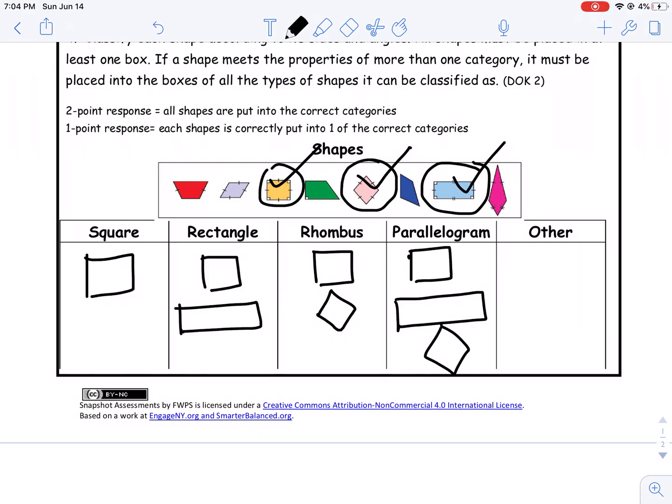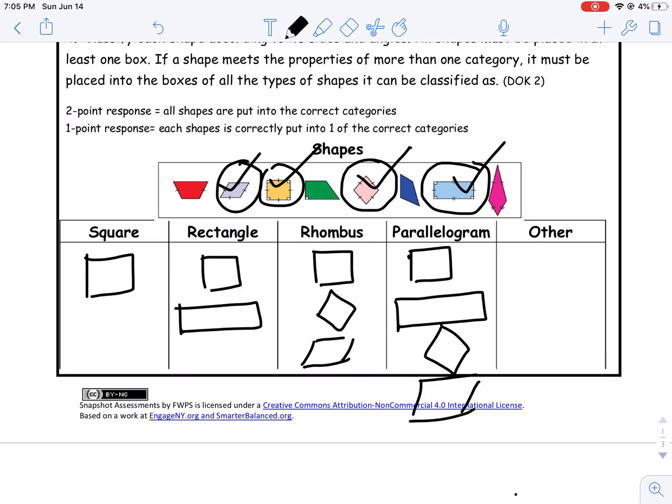Do I even see anything else that could also be counted as a rhombus? Right here. Because it has equal length sides, this is also considered a rhombus. And it's also a parallelogram, because it has 2 sets of parallel lines. Don't mind my terrible drawings. Okay, let's see if anything else.